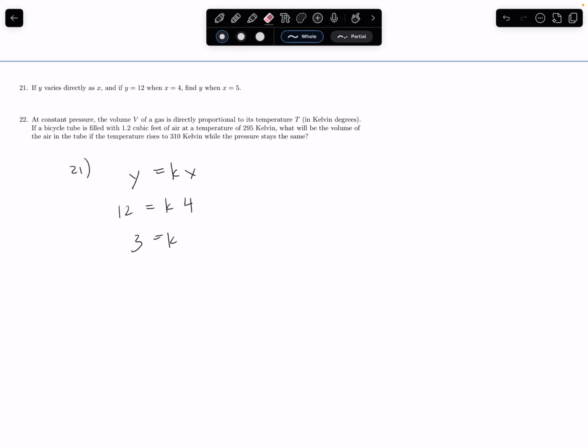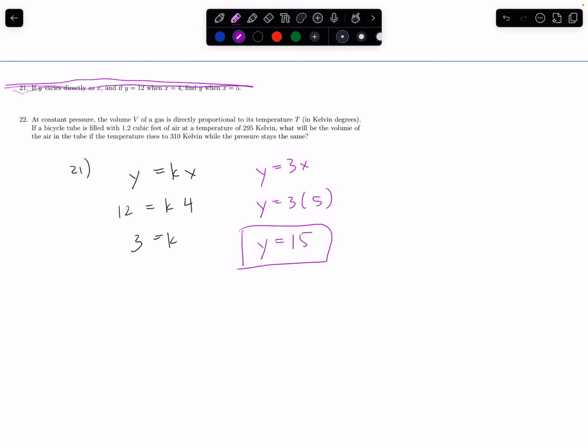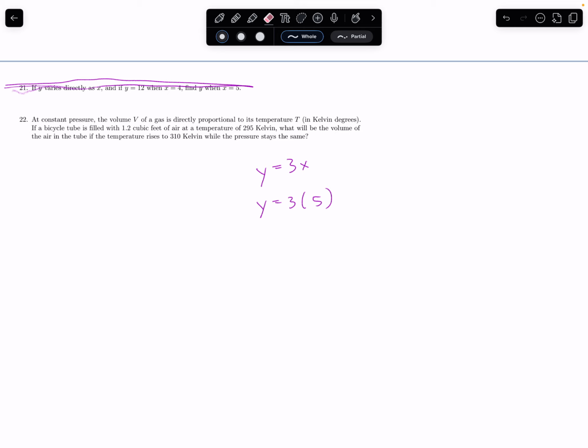So now I have my k. Let me rewrite my variation. y is equal to 3x. That's my variation. Find y when x is 5. So y is equal to 3 times 5, which is 15. Okay, didn't need my calculator for that one. Just a reminder, guys, scientific calculators only. Don't be using your graphing calculator to graph things.